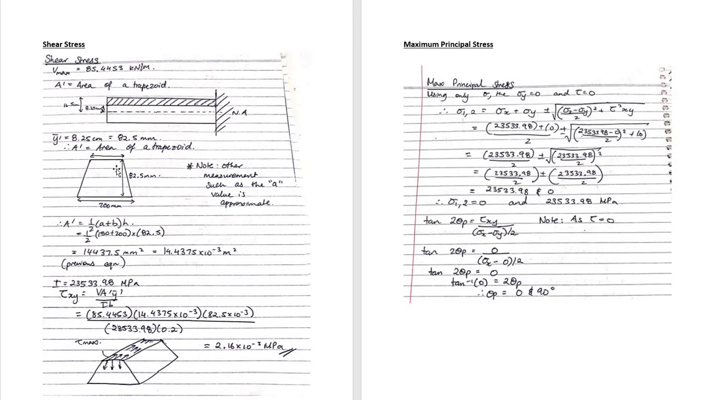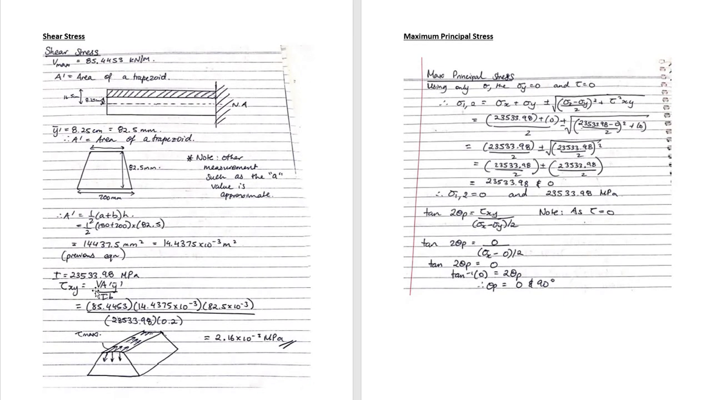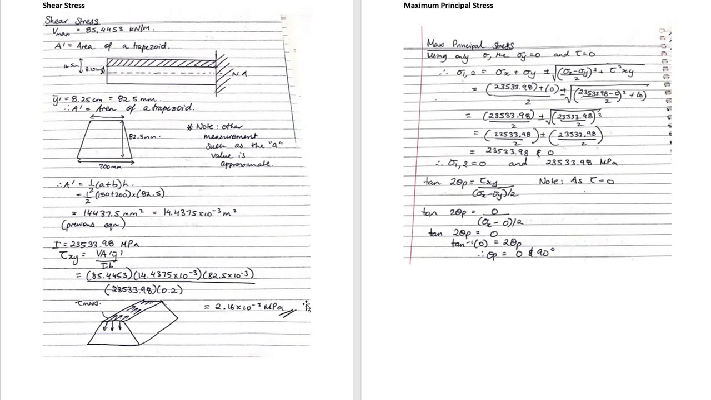A, the partial cross-section area, so the A apostrophe represents that. The Y dash, the distance to the centroid. And the I, obviously the moment of inertia. And B, the width of the cut. And using those values, I would have had to calculate the total XY value of the shear stress. So as you can see, I attained those values from the previous equations too, and then substituted in to find the maximum value of 2.16 times 10 to the power of negative 5 MPa.